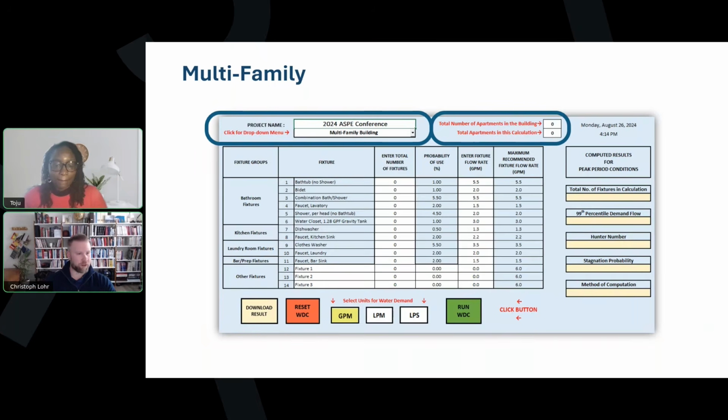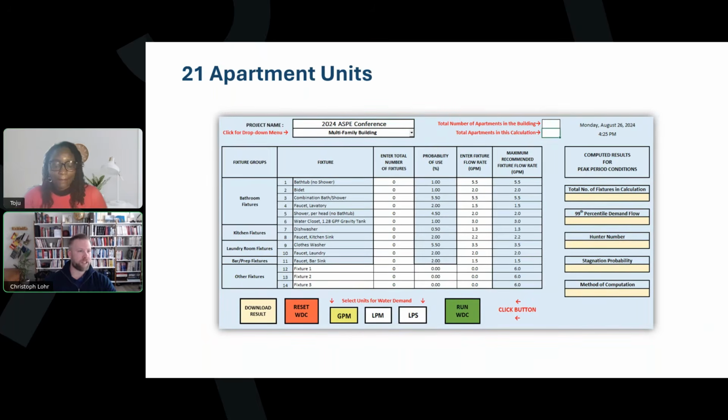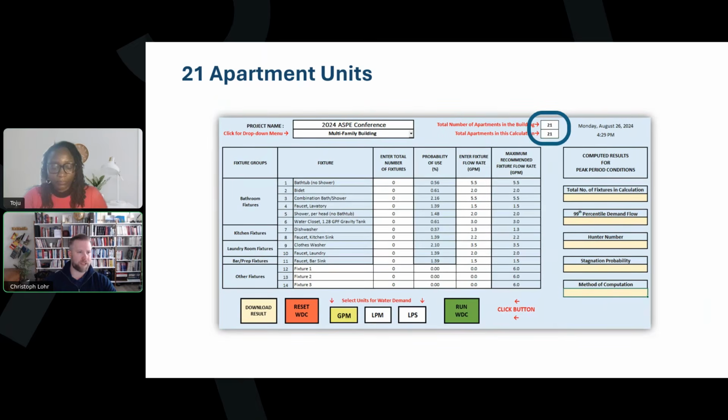Excellent. Thank you, Toju. All right, so let's go to our example of 21 apartment units. Let's focus again on what Toju was just describing here, the total number of apartments in the building and total number of apartments in this calculation.